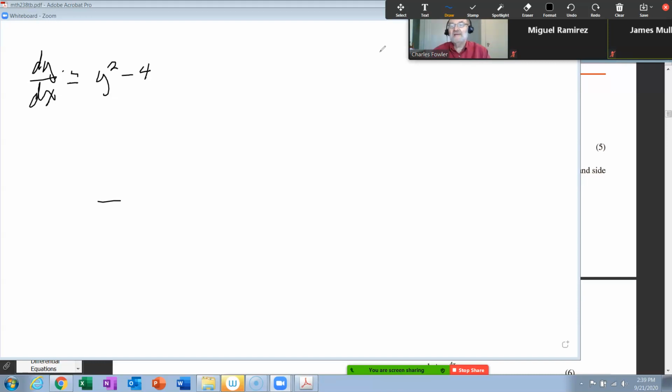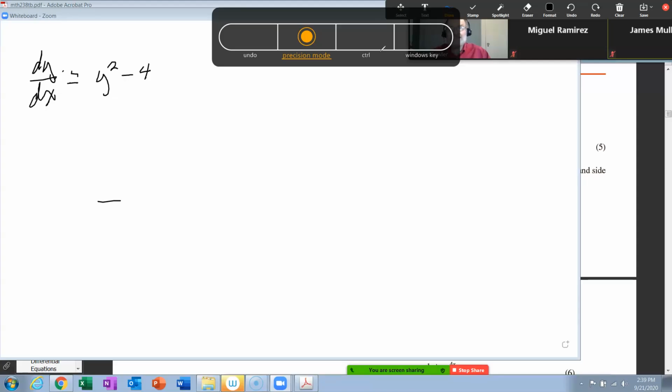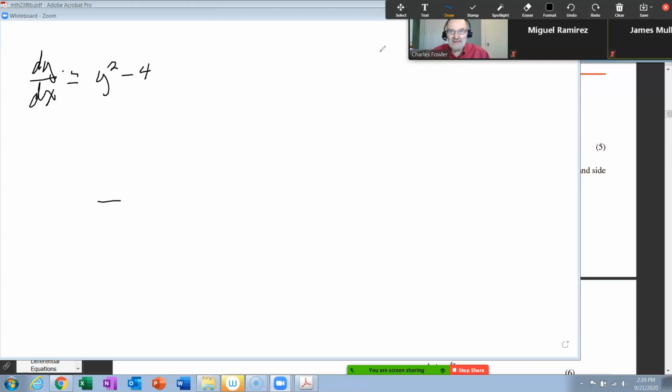We would have said, without being able to solve it, just describing it, that y equal to plus or minus 2 would have been equilibrium points, critical values, because that's where your first derivative would have been 0. Not on x's, but on y's. All the curves would have been going in those directions.